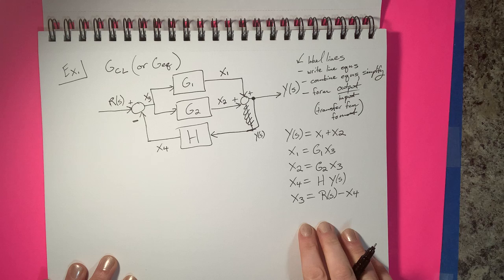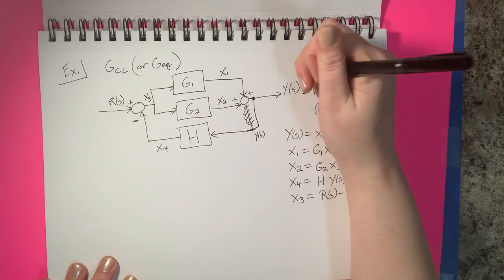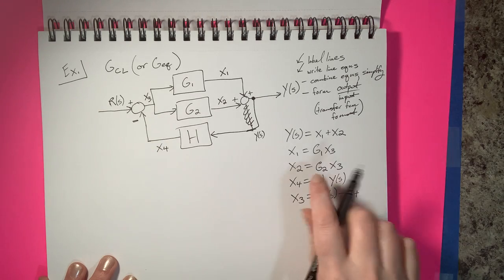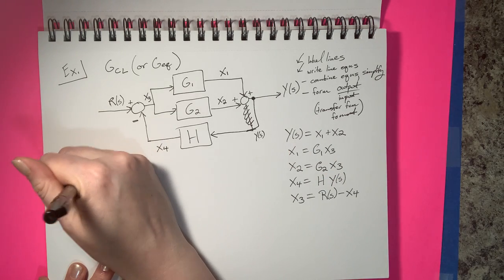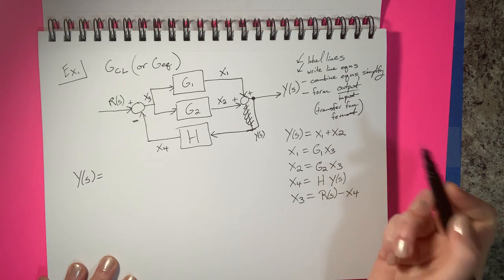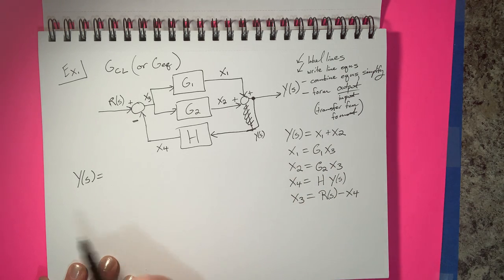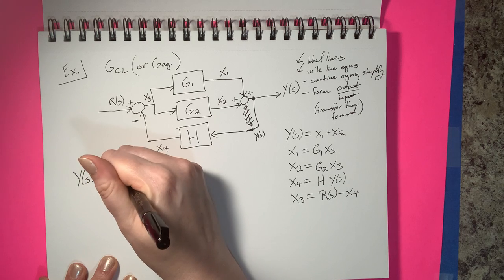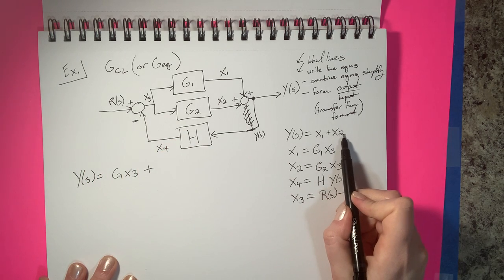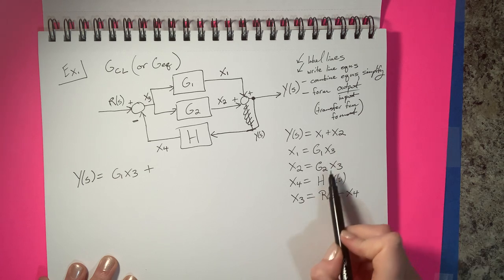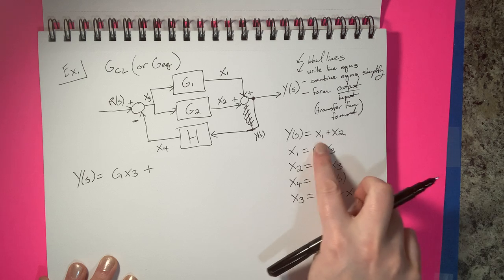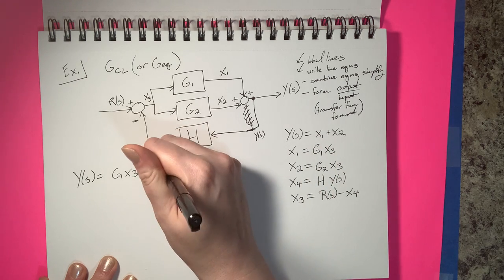So now we have all of our equations written out. The next step in this case would be to combine them and then simplify. So I'll start with y of s. So y of s equals x1 plus x2. I can go ahead and make the substitution for x1. So I'm going to write g1 x3. I'm also going to go ahead in this case and make the substitution for x2. Just be very careful when you're doing multiple substitutions. In this case, it's very simple, so we'll just go ahead and do it here.